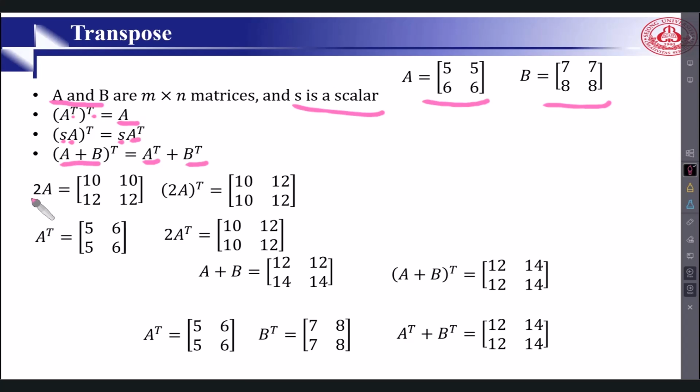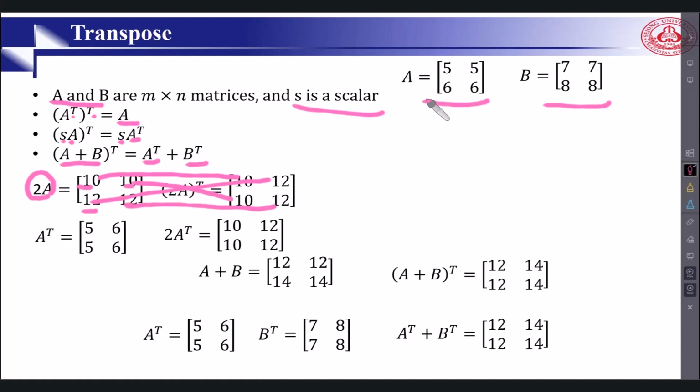2A means multiplication of one scalar to A. Matrix A is here. 2 by 5 is 10, 2 by 5 is 10, 2 by 6 is 12, and 2 by 6 is 12. Then (2A) transpose. It means we have already 2A, then we transpose it. So 10 will come here, this 10 will come here, 12 is here, and this here. This is called the transpose of 2A.